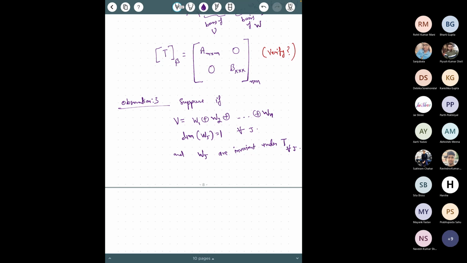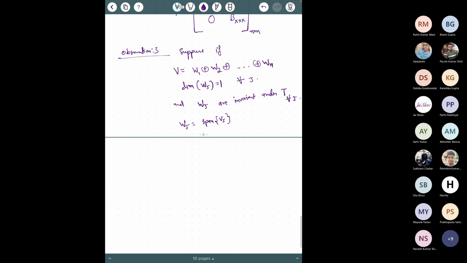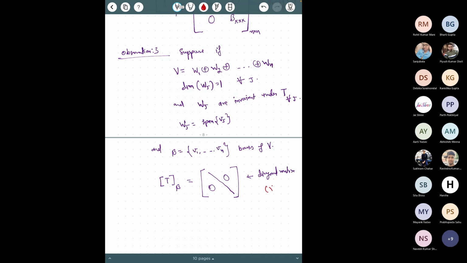Okay. Now these are one-dimensional, so you can write Wj as the span of some vector. So let's say vj is the basis of Wj. Then if you take the union of all these vj's, that means this basis v1 to vn is a basis of V. Now, if you look at the matrix of T with respect to this basis, then this would be a diagonal matrix, right? Again, others can verify this.